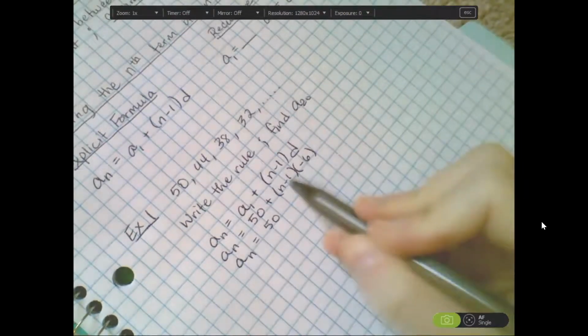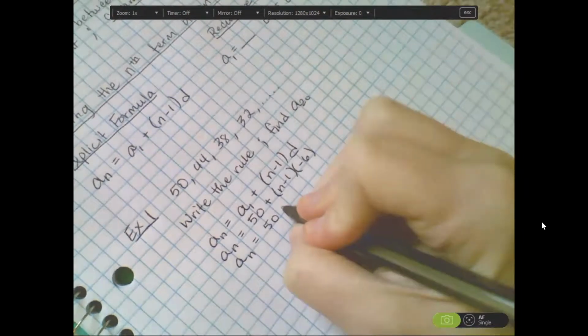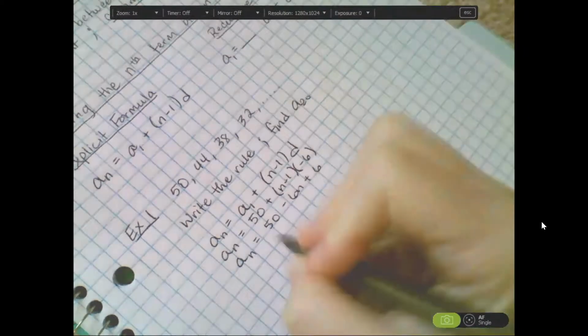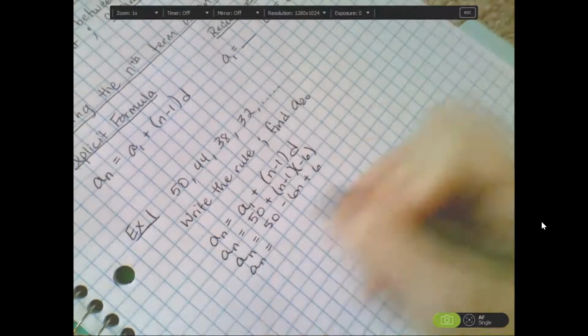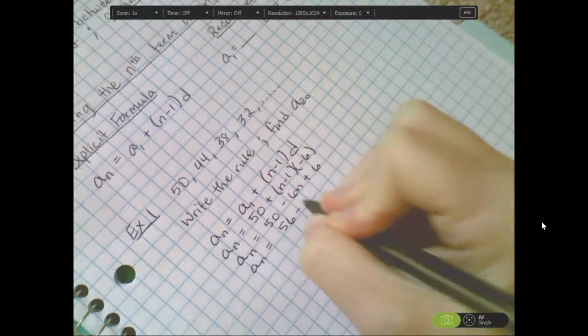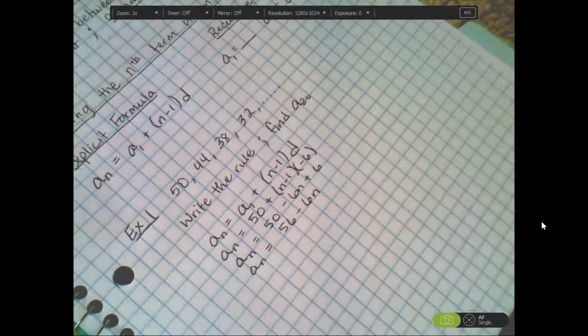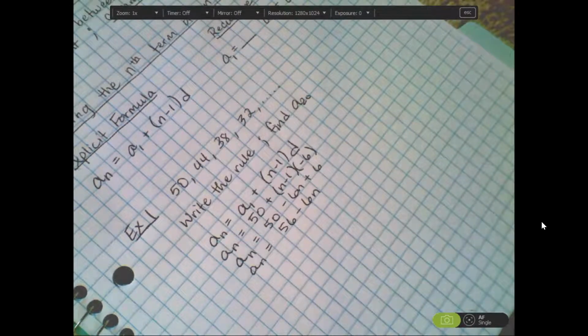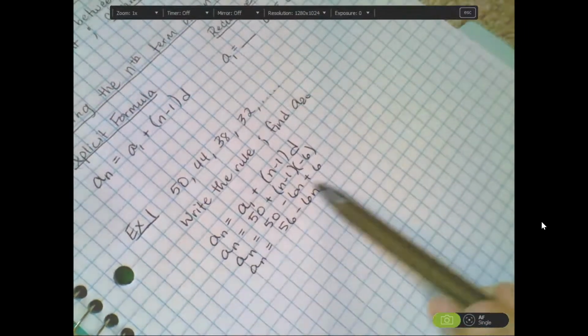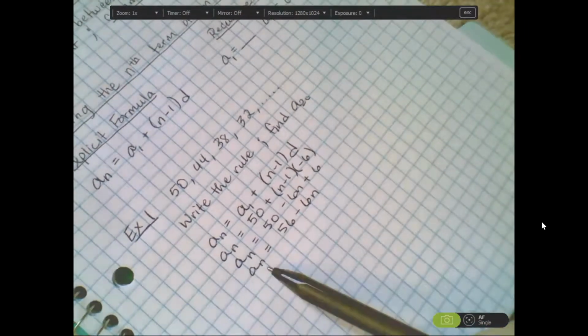If I distribute my -6, this is going to be minus 6n plus 6. So then I'm going to get a sub n. I can add these together. So this is going to be 56 minus 6n. Or if you wanted to write it the other way, you could say -6n plus 56. That's fine. Nothing wrong with that. So this is my rule. This is my generic rule. And now I can use this to find any term I want.